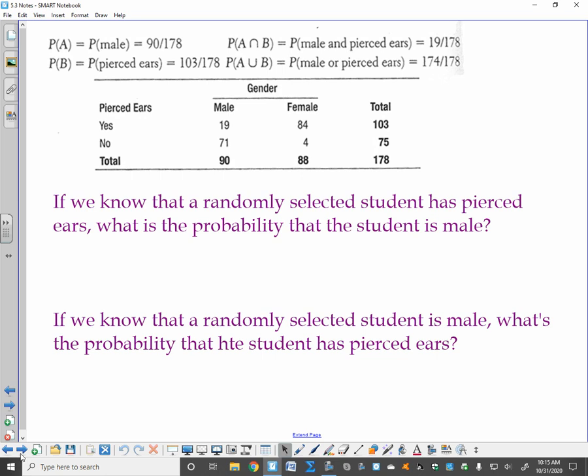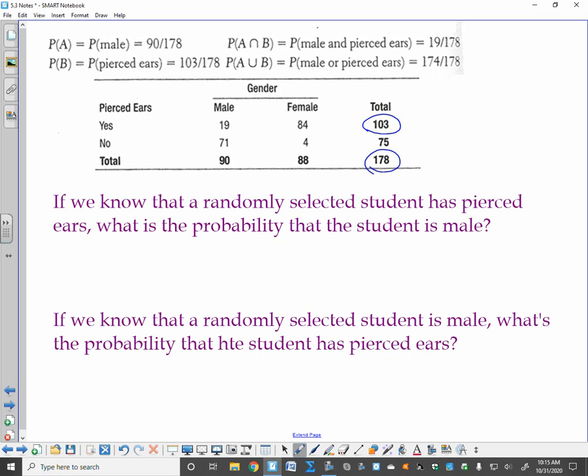All right, if we know that a randomly selected student has pierced ears, what's the probability that the student is male? Okay, so I already know that this kid has pierced ears. So I am now not out of 178. I am out of 103 because I know that the pool of people that I'm picking from has just gone to only people who have pierced ears. So here's how we're going to write this.